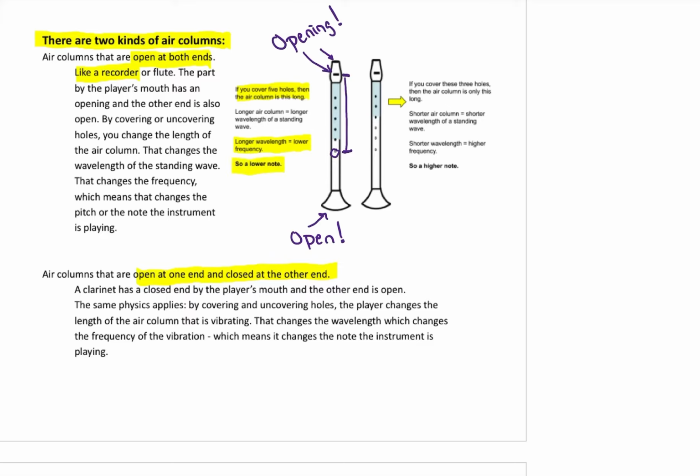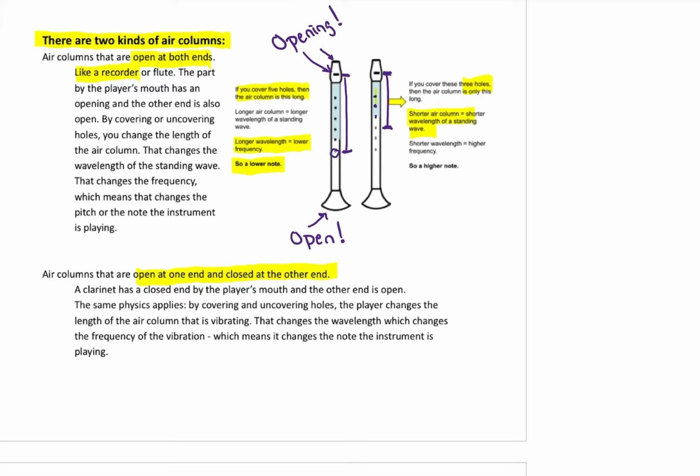So think back to your recorder days. If you covered up a whole bunch of holes, that played a low note. As opposed to, let's say you only covered 3 holes. So one hole, 2 hole, 3 hole, then this is the next open hole. If that's the next open hole, then the length of the air column goes from the opening by your face to that open hole. That is a shorter air column.